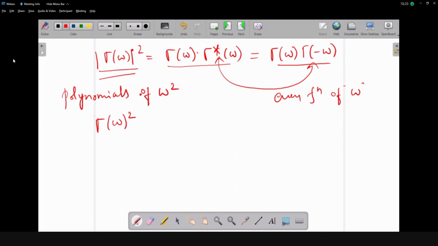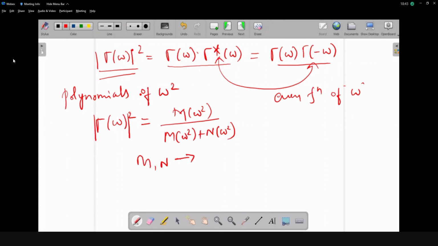So what are those polynomials? We can express this as M(ω²) divided by M(ω²) plus N(ω²). These are something like the numerator polynomial and the denominator polynomial. Now this M and N that we are representing are real polynomials in ω².